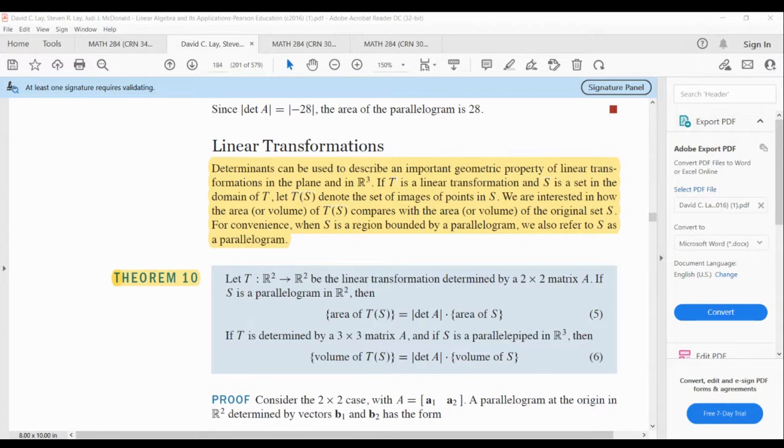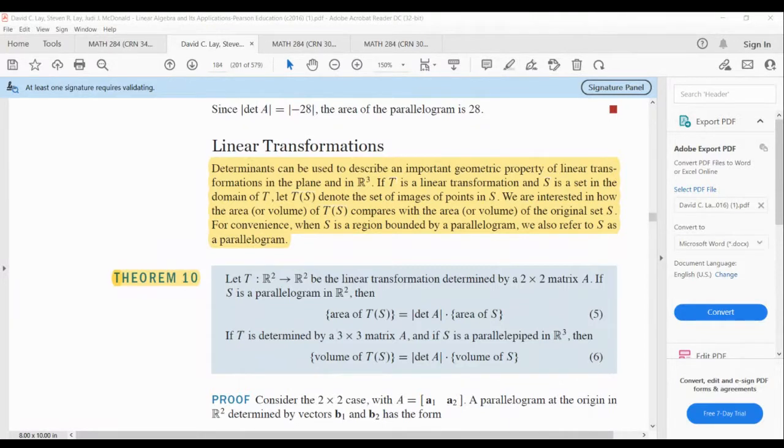how you would find the area of a transformed region, and if you have a volume, the volume of a transformed region. It's basically the absolute value of the determinant of A. You need the absolute value because the determinant can be negative, right? So the absolute value of the determinant of A times the area of S would be the area of the transformed region, and the absolute value of the determinant of A times the volume of S would be equal to the volume of the transformed region.